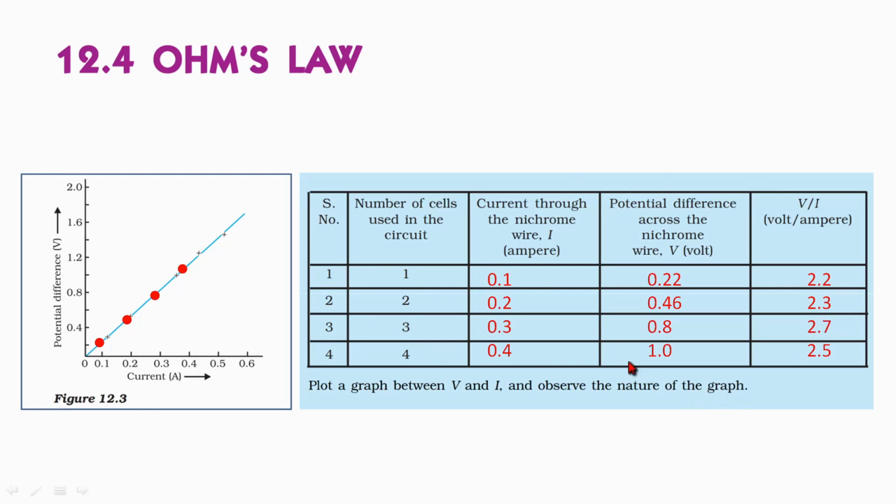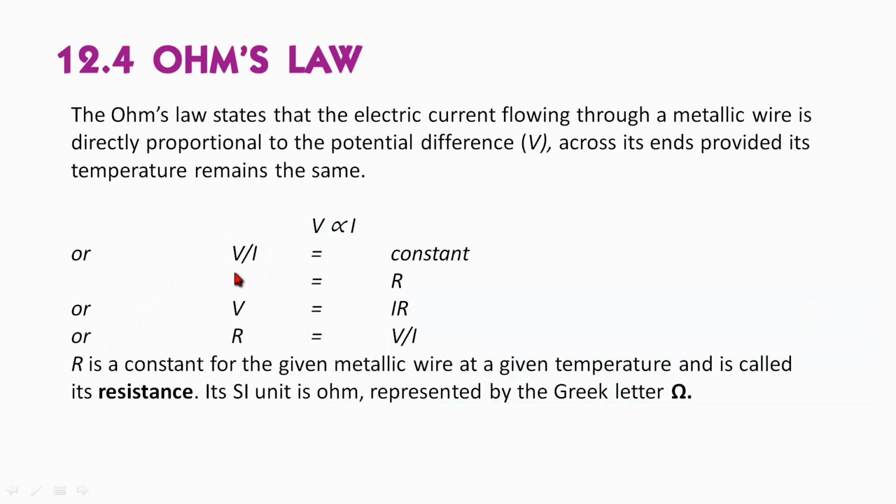We saw in this activity, no matter how much we increase the number of batteries, how much we increase the current, the ratio between the potential difference and current remains the same. The ratio of potential difference and current is called resistance and is denoted by R. So R is a constant for a given metallic wire. It depends on the metal which we use in that wire. So R is a constant for a given metallic wire at a given temperature and is called its resistance.